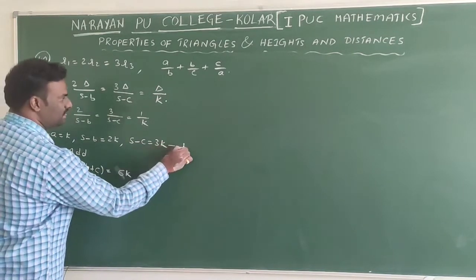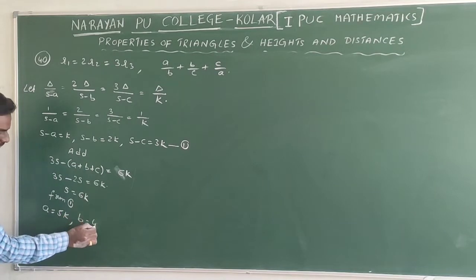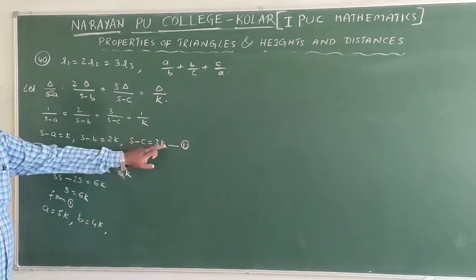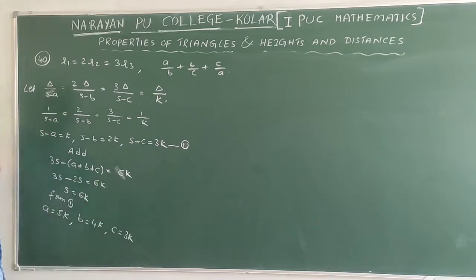From this you can get S is equal to 6k. Substitute this S value in equation 1. From equation 1, 6k minus k equals a equals 5k. 6k minus 2k, directly I am writing b equals 4k. 6k minus 3k, that is c equals 3k.